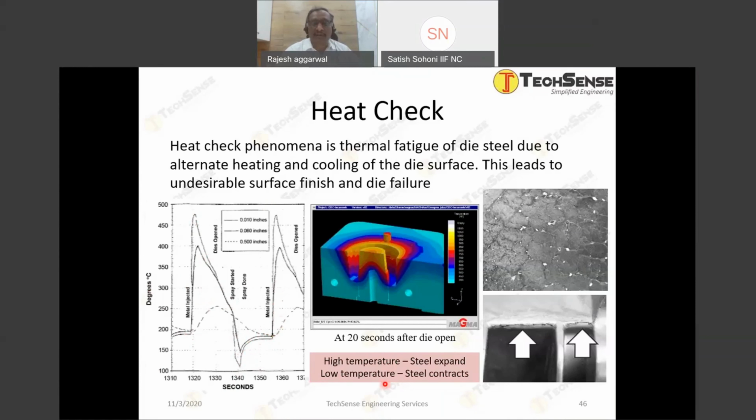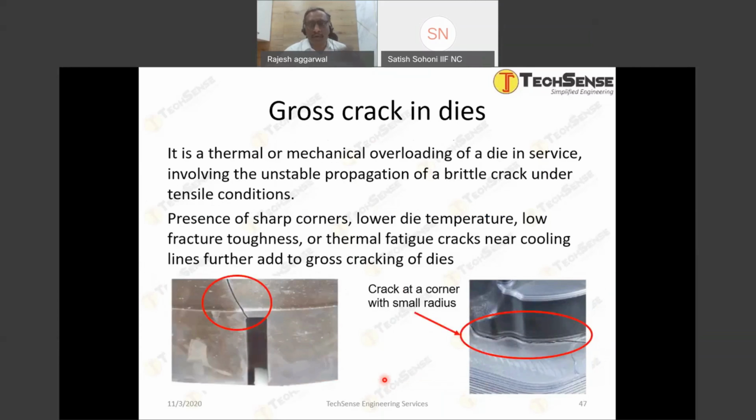Gross cracking in dies, it's a thermal or mechanical overloading of a die which is in production, involving the unstable propagation of a brittle crack under tensile conditions. Presence of sharp corners, lower die temperature, low fracture toughness, or thermal fatigue cracks near cooling lines further add to gross cracking of dies.